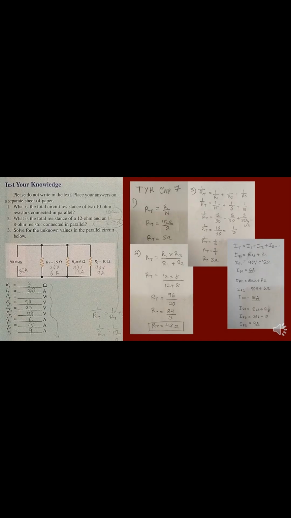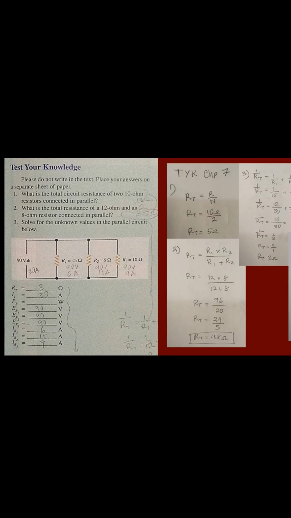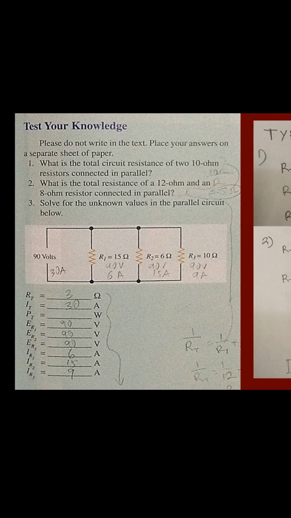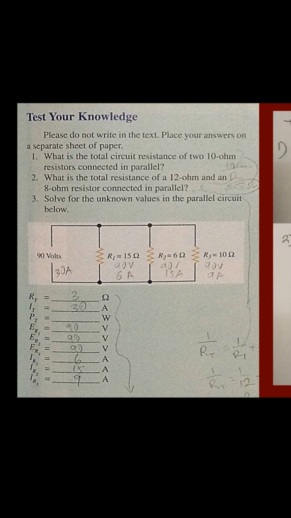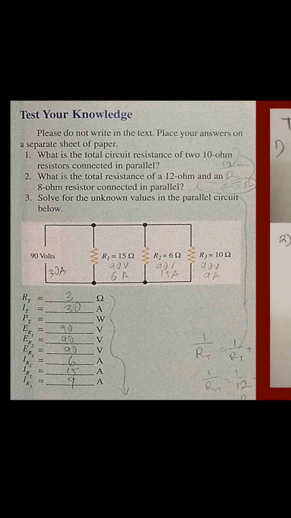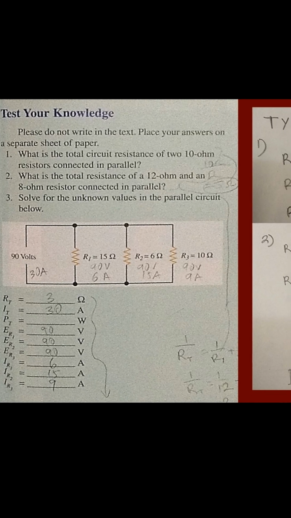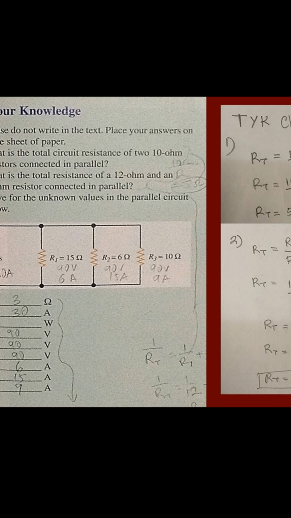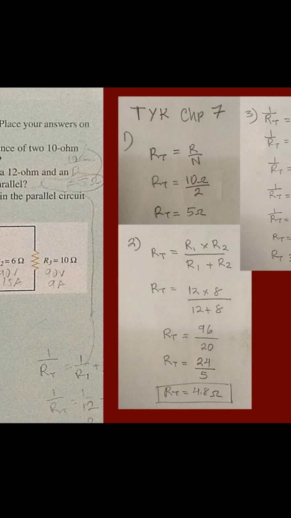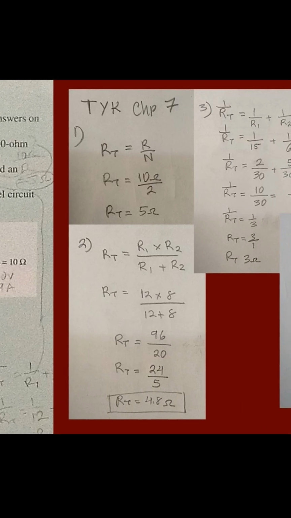Number 3, solve for the unknown values in the parallel circuit below. We have a circuit with a 90 volt total voltage or source voltage. In a parallel circuit, total voltage equals each individual branch voltage. So your voltage total equals your voltage drop at branch 1, voltage drop at branch 2, voltage drop at branch 3. Each branch voltage drop equals total voltage. That's a good point to remember.